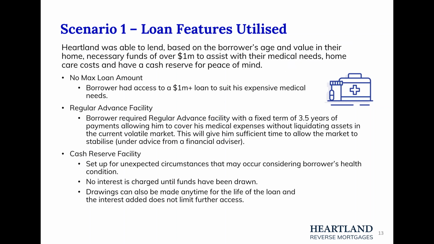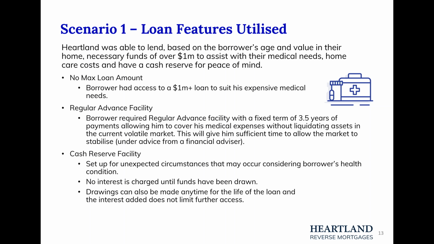So we look at the loan features that are utilized in this scenario. We were able to lend based on the borrower's age and value in their home. And we provided necessary funds of over $1 million to assist with the medical care needs, the home care costs, and of course have a cash reserve for peace of mind. So the loan features we have here is that we had no maximum loan amount, so they were able to access a loan of over $1 million. It will be the case that any other reverse mortgage provider in the market would not be able to offer that amount. With no maximum loan amount, we'll be happy to assist here.